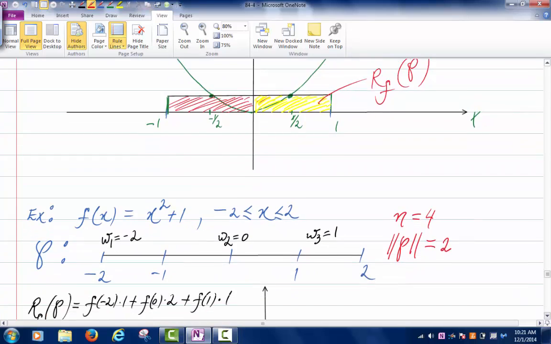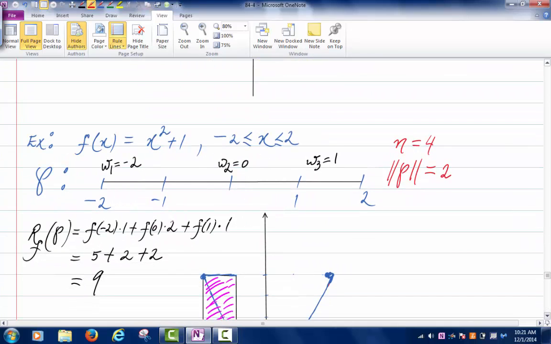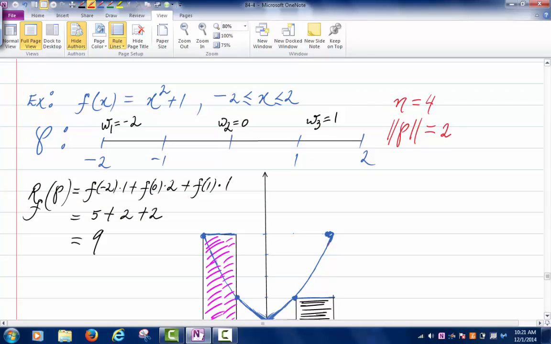Alright, so that's one example. And then let's look at another example. Let's now suppose that I have the function f of x, which is x squared plus 1. And we are now looking at the interval from -2 to 2. Let's pick a partition here. The partition that I picked here is the following.